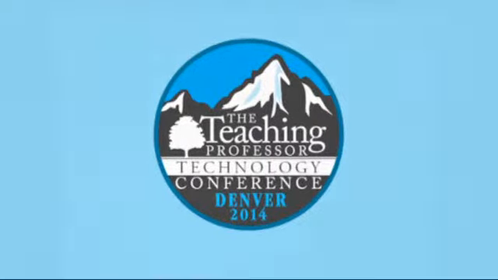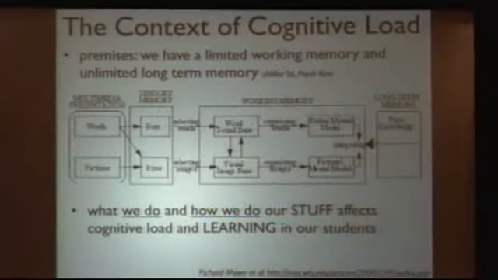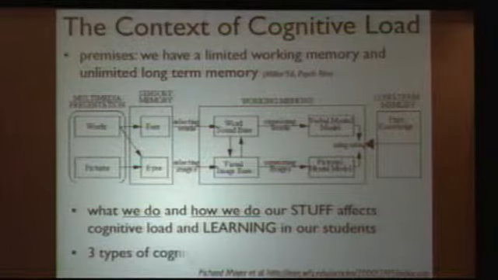So I'll suggest to you, in the context of cognitive load and multimedia learning, that what we do and how we do the stuff that we do is extremely important to learning. And I don't think that's a surprise to most people. But let me continue. This has got to do with cognitive load and the three types that exist.